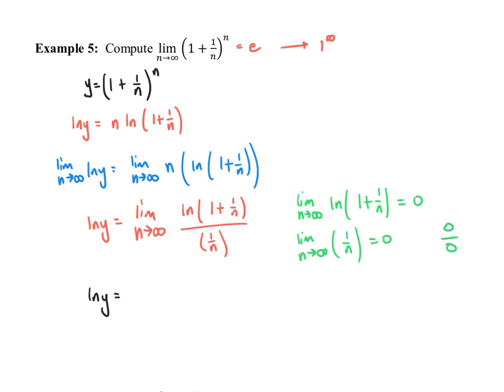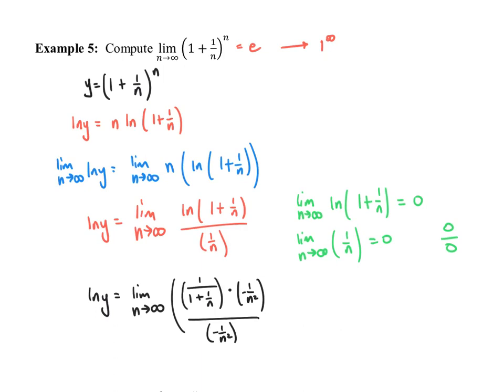Now we have the natural log of y equal to the limit as n goes to infinity, and we're going to take our derivatives. So in the numerator, we have 1 divided by 1 plus 1 over n times, remember we're going to do the derivative of 1 over n because of the chain rule. And that derivative is negative 1 over n squared. In the denominator, we have really the same thing there, negative 1 over n squared. And similar to one of the other problems that we had, where we were dealing with this type of situation, we can cancel these two.